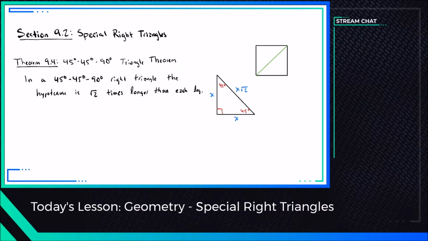And the big thing to take away from this as well is that every 45, 45, 90 degree right triangle is an isosceles right triangle. Remember, an isosceles triangle is a triangle that has two legs that are congruent. They're the same length. So two congruent legs.